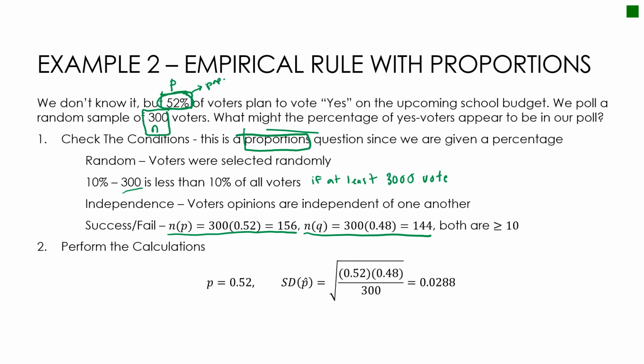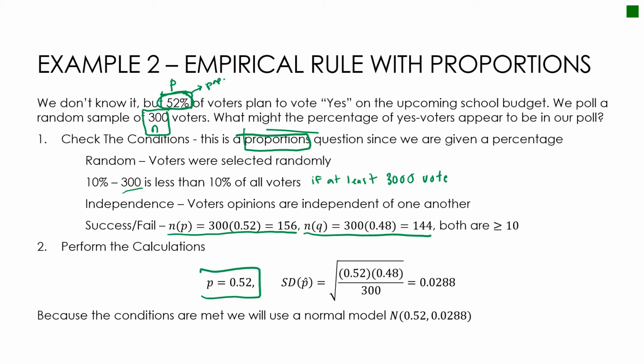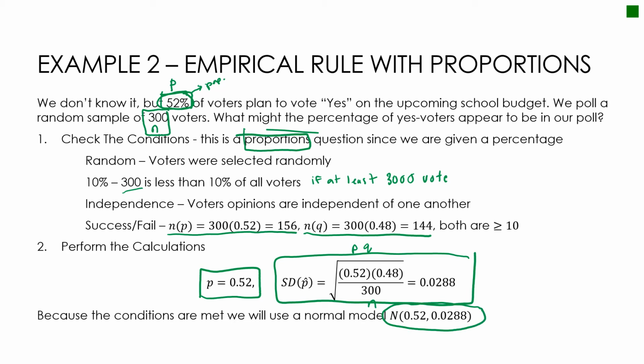And again, what's my normal model? Well, P is 0.52 because that was given to me in the question. The standard deviation needs to be calculated, and that standard deviation is 0.0288, which I found by taking PQ over N and then taking the square root. So again, order of operations is important. But here's the normal model I will use moving forward.